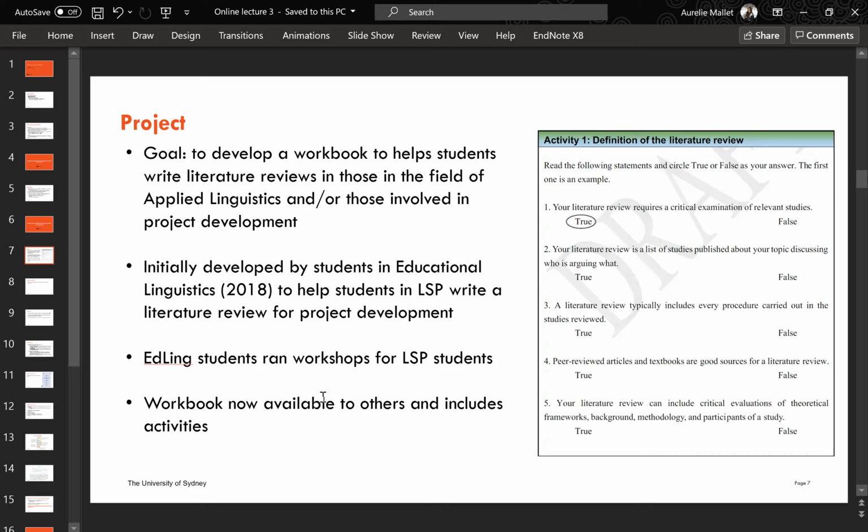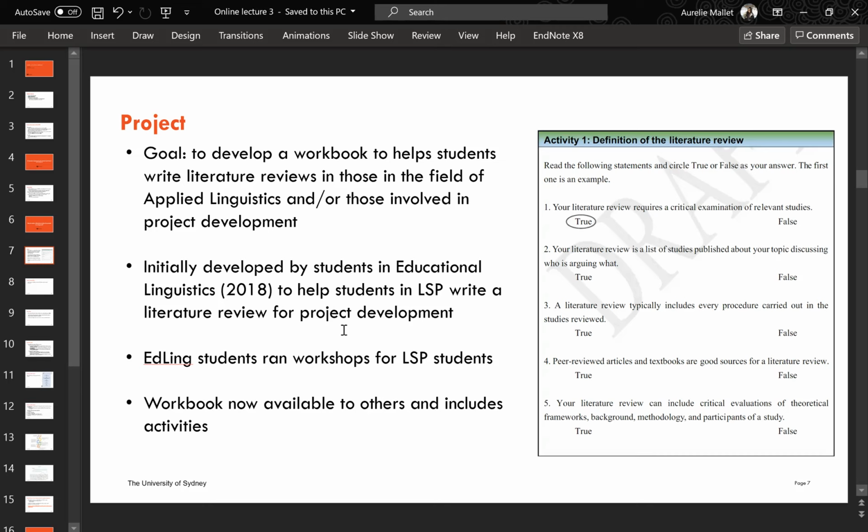involved in developing projects. So like I said, the workbook was initially developed by the students in the unit Educational Linguistics. This one was by the 2018 cohort, of which the other tutor, Li Cheng, was part of. So she actually was one of the students who developed this workbook.